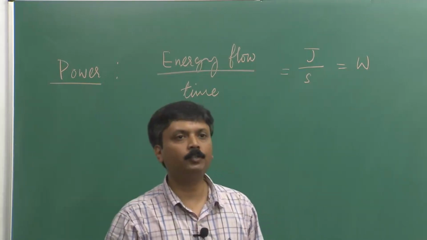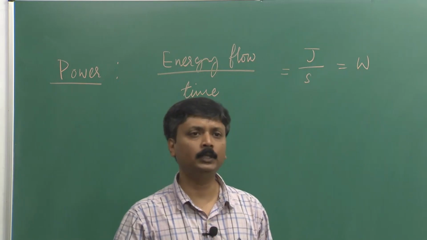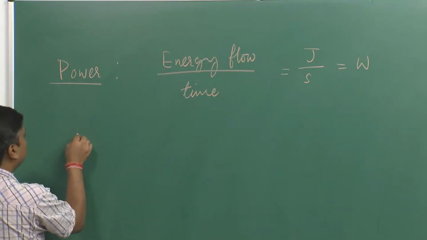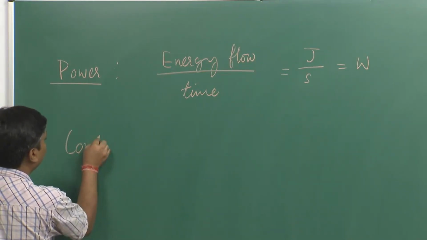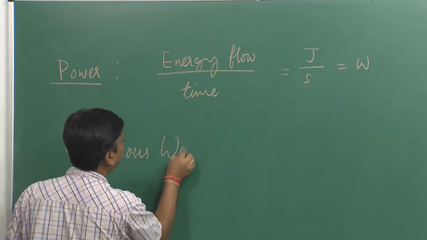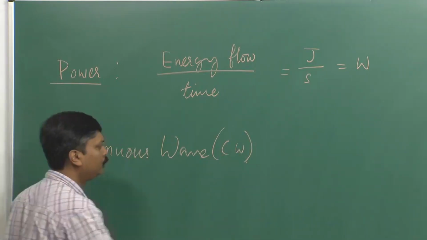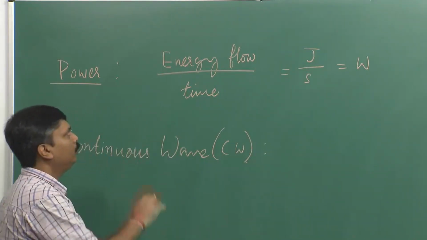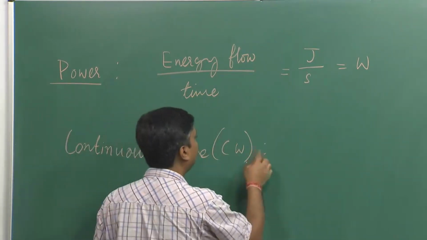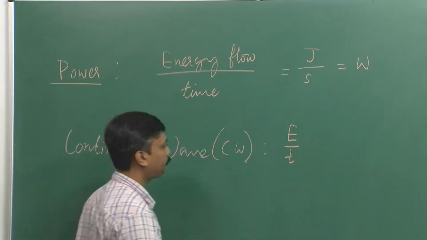Now in case of laser, there are two different types of laser. One is continuous wave, another is pulsed. So let's first see what happens in case of continuous wave, or in short we call it CW. So for a CW laser, the power that we talk about is essentially the same thing that we just wrote, E by T.